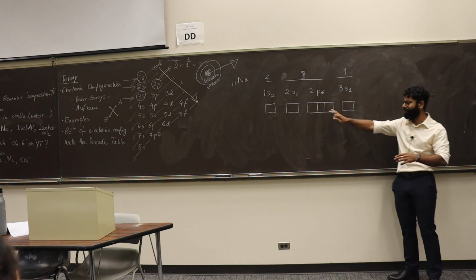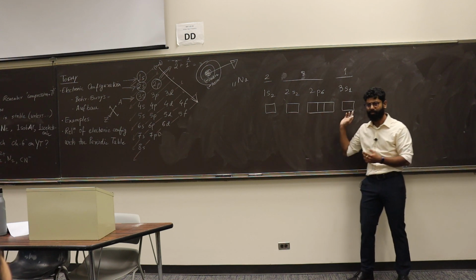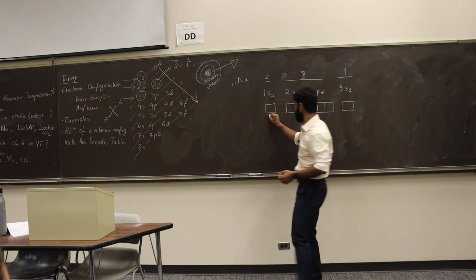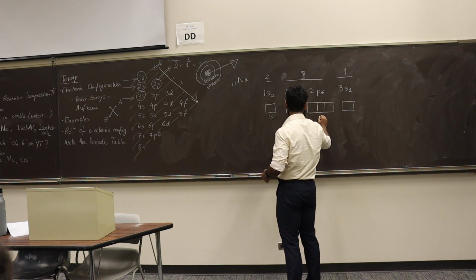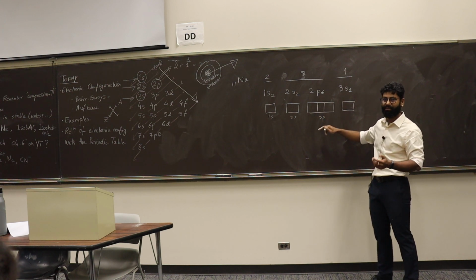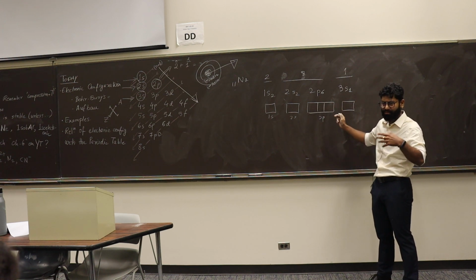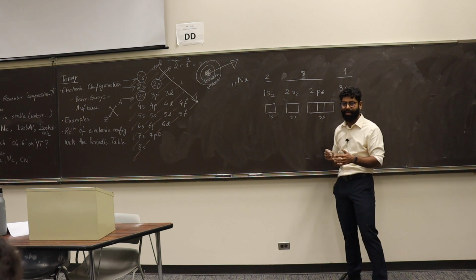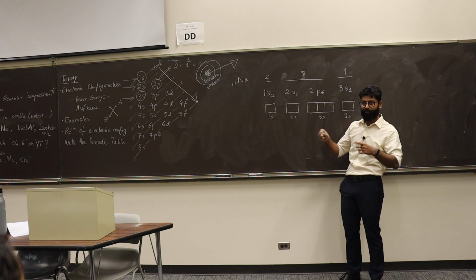Anyone has any problems with this box representation? Because this is just 1s, 2s. This is 2p, 2p type A, B, and C. So we can say X, Y, and Z, something like that. And then again 3s. So if you're getting in the electrons, you are filling up.